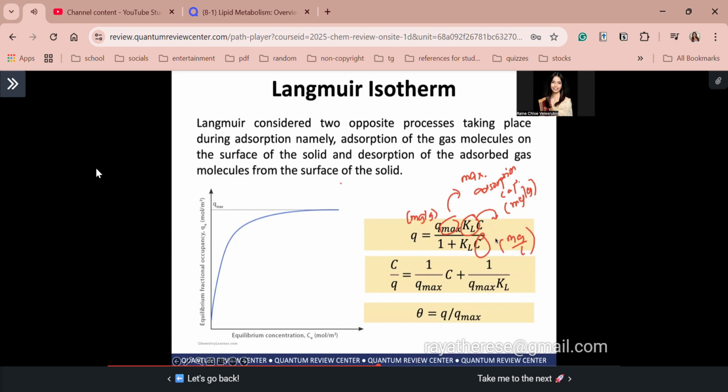Okay? Now, we have here another form of our Langmuir isotherm equation. Okay? So, what is theta? So, theta is equal to Q over Q max, which represents the fraction of the surface covered. So, basically guys, this theta here represents the number of sites occupied divided by the total available sites. Okay? That's another way to view the fraction of surface covered. So, that is the number of sites occupied divided by the total available sites. Okay?